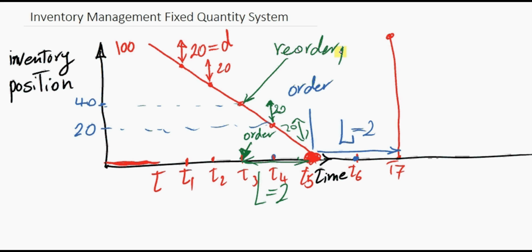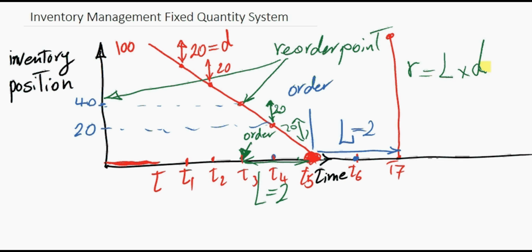Basically, this is the level at which we will put our order, even when we already have 40 units on hand, considering that the lead time is 2. To generalize our understanding, the reorder point is the lead time multiplied by the demand per unit of time. In other words, the reorder point in this example, the lead time was 2 days and the demand per unit of time was 20. Therefore, the reorder point is 40.